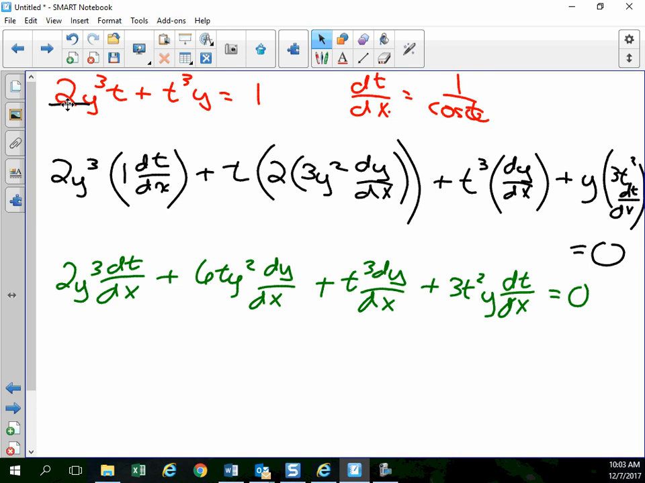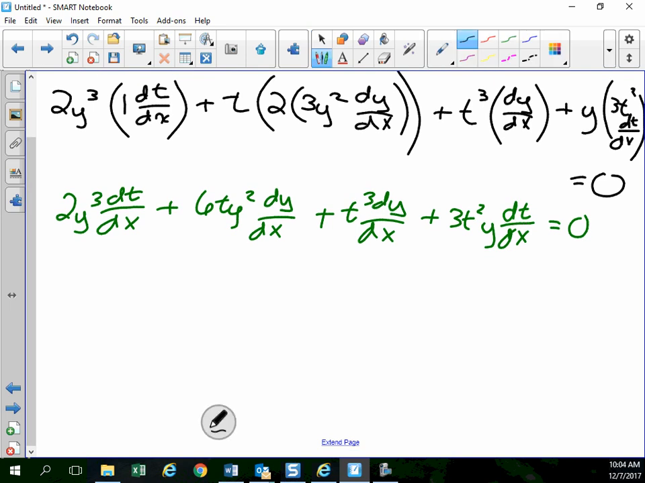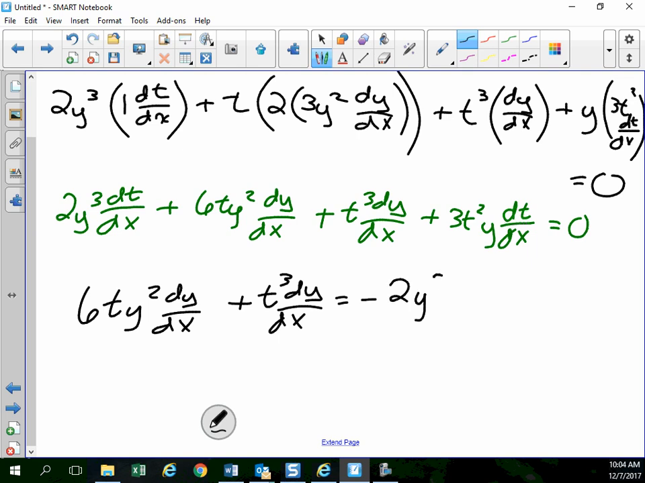Get the dy dx on one side. What are you solving for? dy dx. So I want dy dx on one side. So I'm leaving the 6ty squared dy dx and the t cubed dy dx over here. And I'm moving the negative 2y cubed dt dx, and then negative 3t squared y dt dx. What do you want to do next? Take out. Okay.